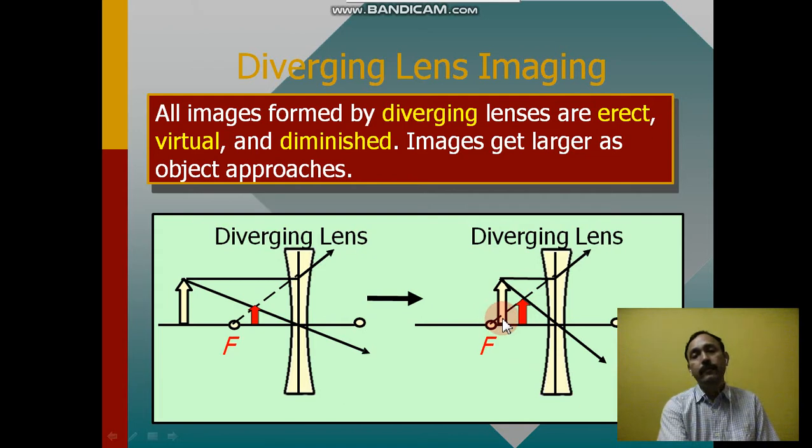Now, if the object is placed in between f and the optical center, then the ray of light from this tip will move towards this and it will be refracted along this direction. Again, it will pass through the optical center along this direction. So this ray and the extension of this ray will intersect at this point and the image is formed. So this image, again, is erect, virtual and smaller in size.